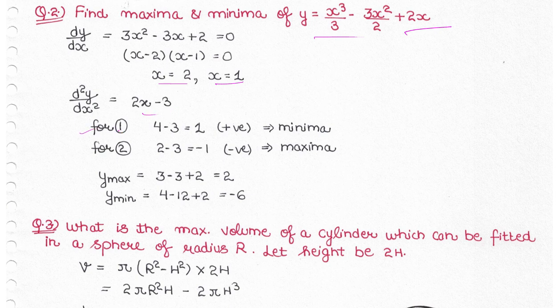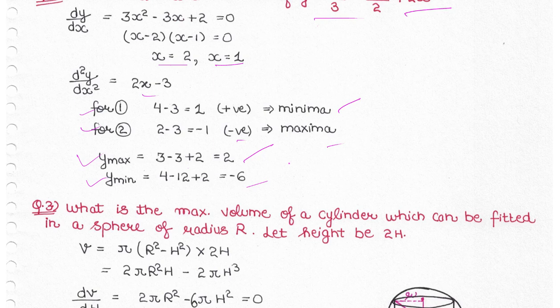Putting x is equal to 2, we have 4 minus 3 is equal to 1, which is positive, that is, at x is equal to 2 the function has a minima. For x is equal to 1 the second derivative is 2 minus 3 is equal to minus 1, which is negative. That means at that point the function has a maxima. So y max is equal to 1/3 minus 3/2 plus 2, and y min is equal to 8/3 minus 6 plus 4.